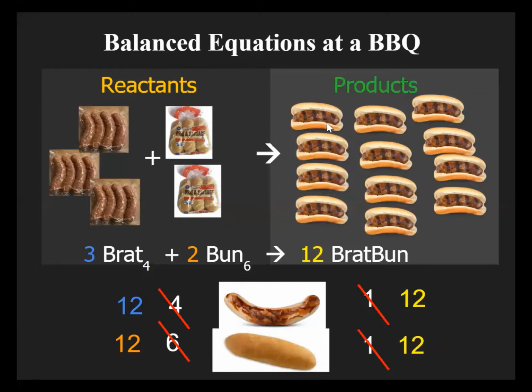It's so much better. So we have the exact same number of brats on this side of reactants, and we have the same number on the products. Same thing, 12 brats, 12 brats, 12 buns, 12 buns, everything balances out. This is a balanced chemical equation.